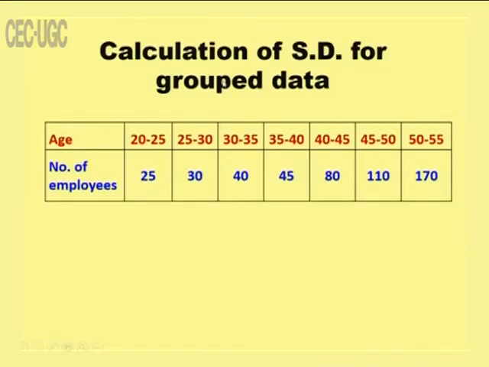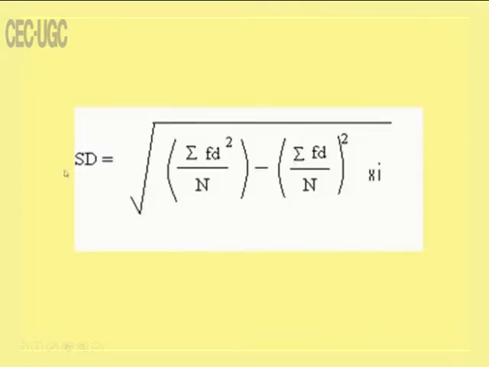And now if grouped data is given, so here as an example the age and the number of employees: 20 to 25, 25 to 30 etc., and the number of employees. So, it is a grouped data. If it is given, how to calculate the standard deviation? The formula is slightly changed: it is the square root of summation fd square by n minus (summation fd by n) whole square, into I, where all the terms have their corresponding meaning and significance, and I is the class interval, f is the frequency, d is the deviation, n is the total number of terms and so on.